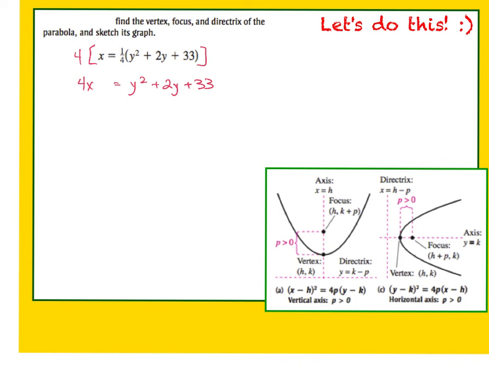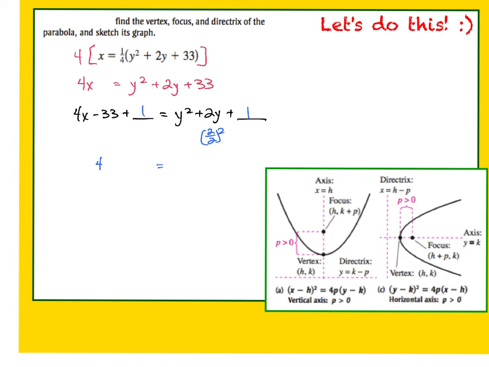So now let's get it in completing the square form. I'm going to take my constant and move it over. And so now I'd end up with 4x minus 33 plus blank is equal to y squared plus 2y plus blank. Go from there. What do we do first? Well, on the right side, you have to add 1. So 2 divided by 2, and we square it, so we add 1. Then on the other side, you have to add 1 to make it even.